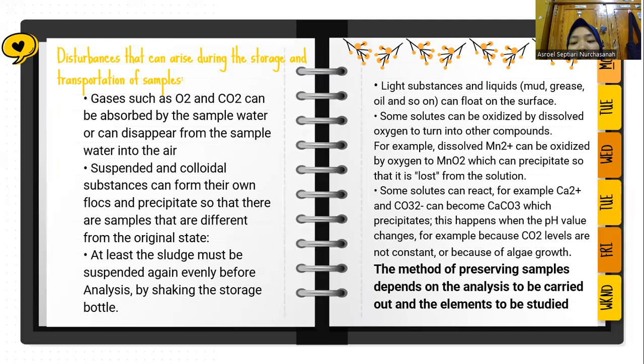Some solutes can react, for example, Ca2+ and CO3 2- can become CaCO3, which precipitates. This happens when the pH value changes, for example because CO2 levels are not constant, or because of growth. The method of preserving samples depends on the analysis to be carried out or the elements to be studied.